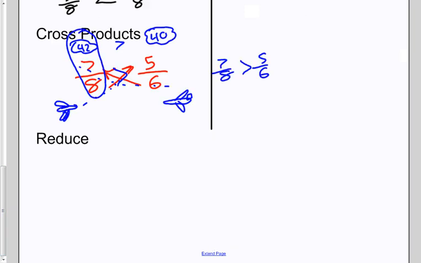All right, so let's take a look at another strategy. And this is to reduce. A lot of times we might get pretty large numbers like this.